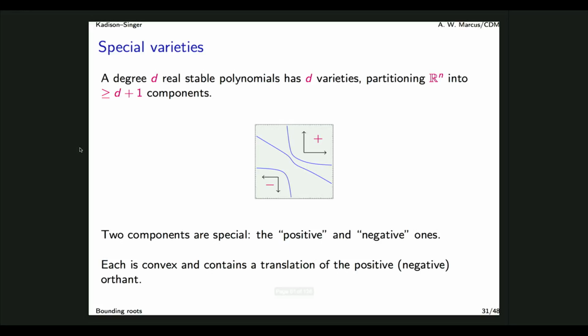And how do you find the positive one and the negative one? Well, the positive one is the only one that contains a translation of the positive orthant. And the negative one is the only one that contains a translation of the negative orthant. And what's nice about both of these is that they're convex. And that's a property we'll use.